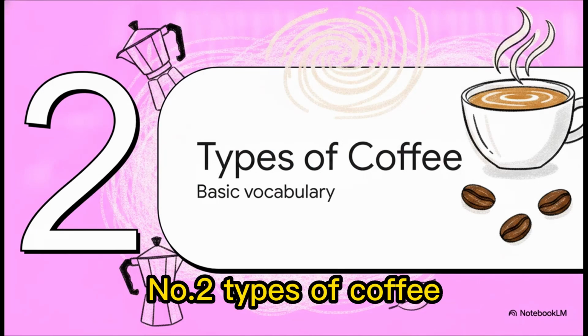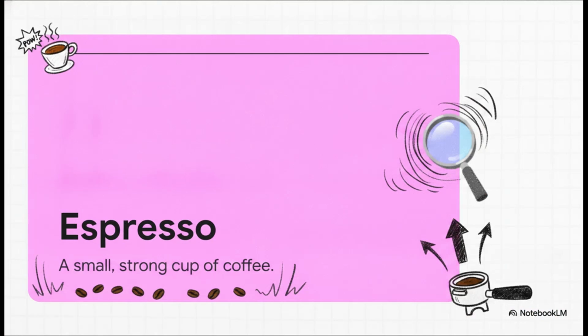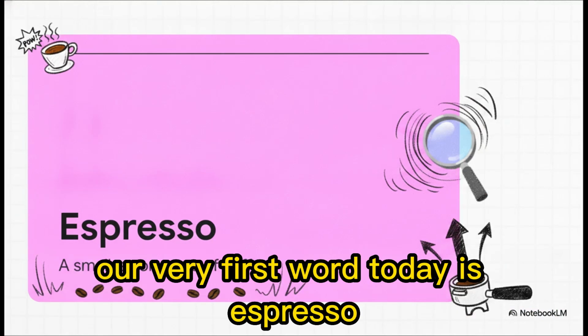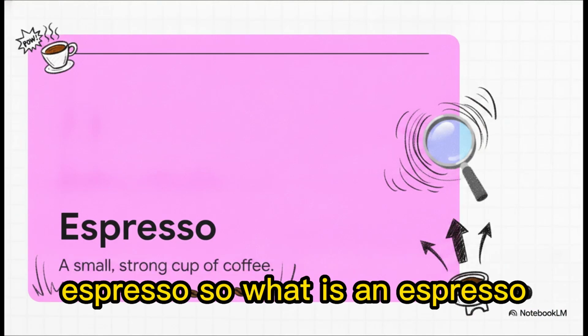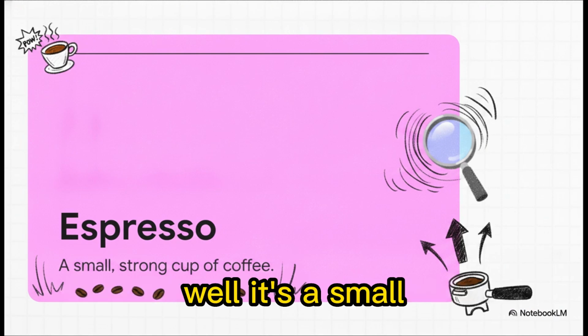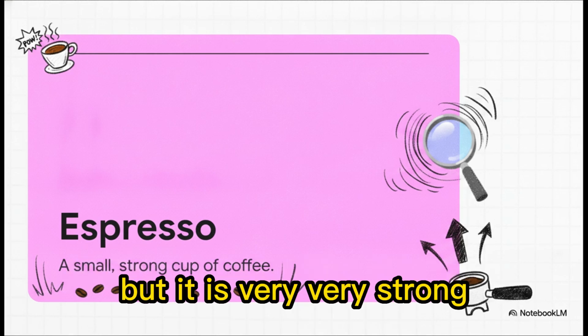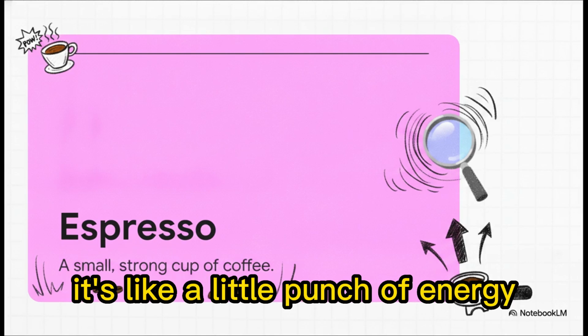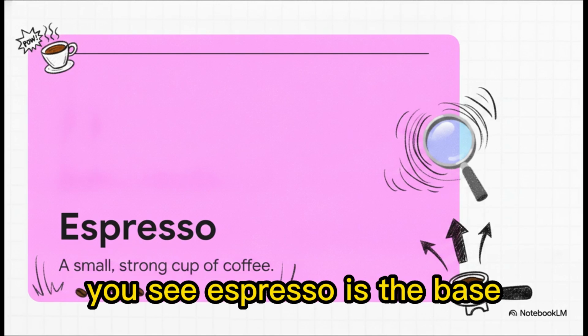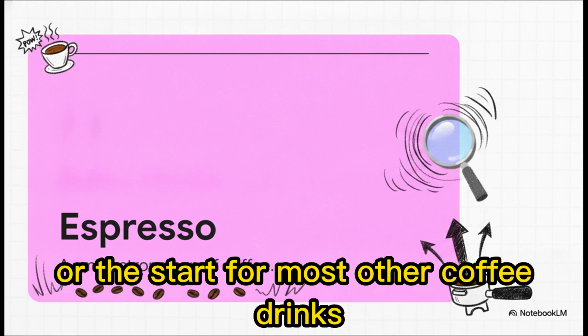Number 2. Types of coffee, basic vocabulary. Our very first word today is espresso. Espresso. So, what is an espresso? Well, it's a small, strong cup of coffee. It is just a little bit of coffee, but it is very, very strong. It's like a little punch of energy. You see, espresso is the base, or the start, for most other coffee drinks.